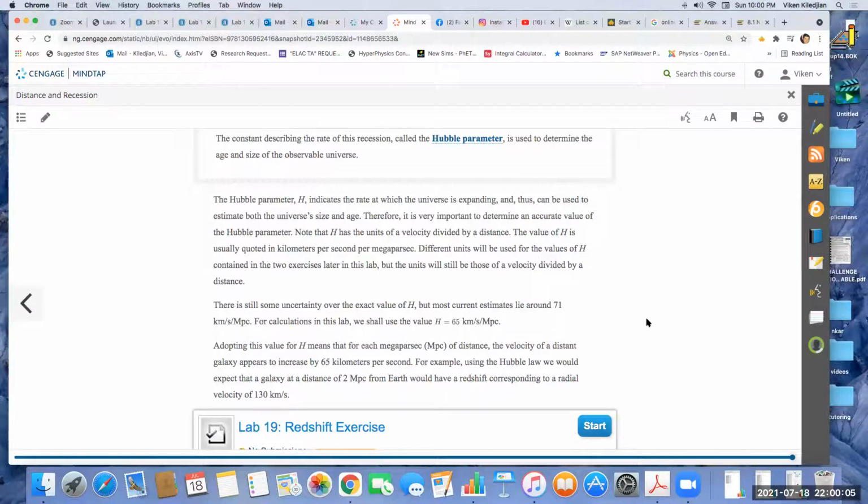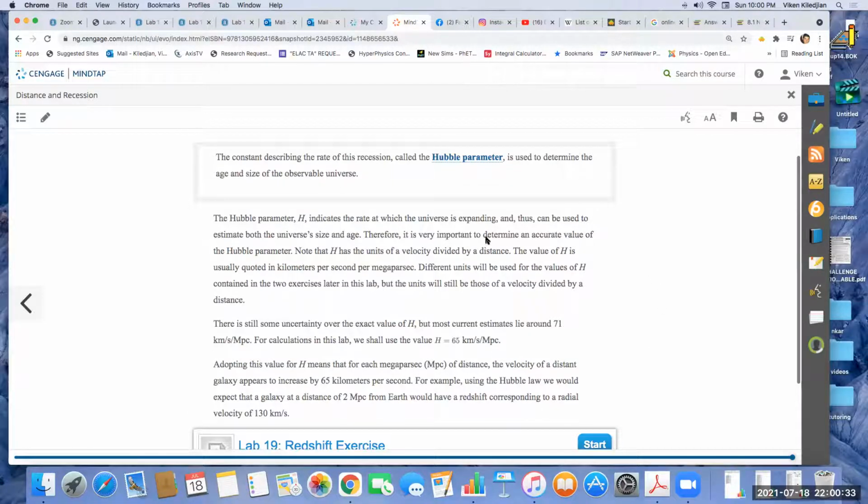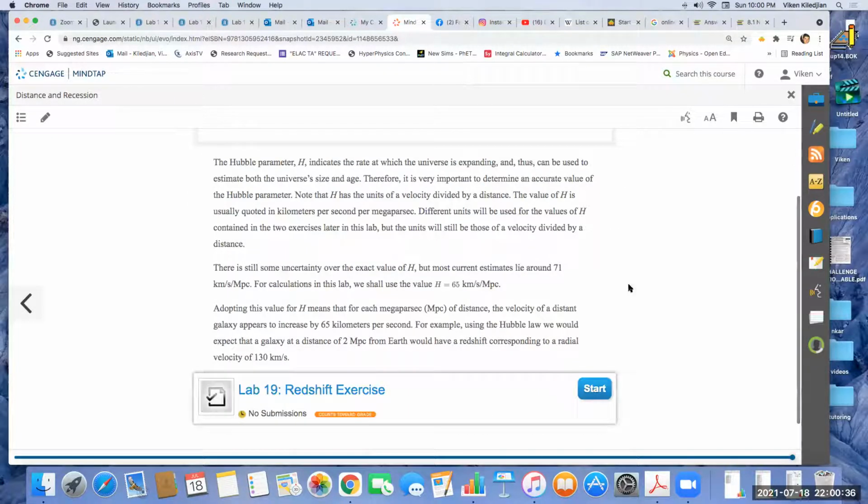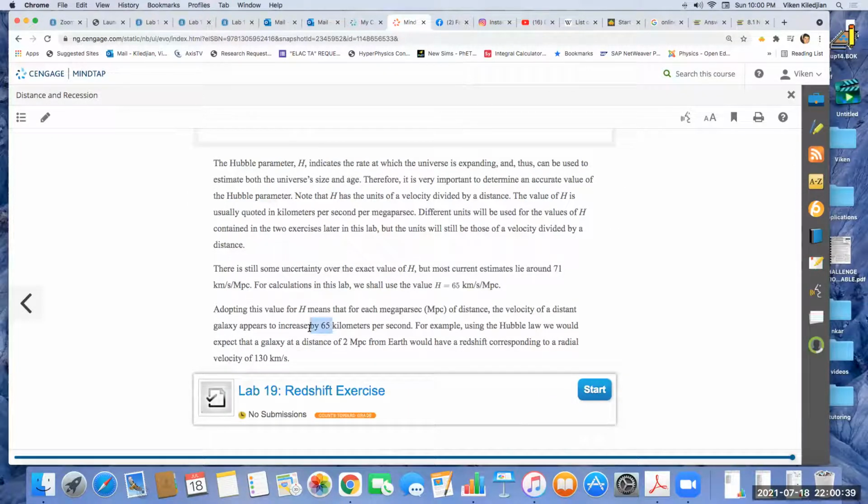Adopting this value for h means that for each megaparsec of distance, the velocity of a distant galaxy appears to increase by 65 kilometers per second. For example, using the Hubble law, we would expect that a galaxy at a distance of 2 megaparsecs from Earth would have a redshift corresponding to a radial velocity of 130 kilometers per second. So essentially, it's just simple math. You just have v equals hd, and then if your h was 65, you just multiply that by 2, and then you get 130 kilometers per second.